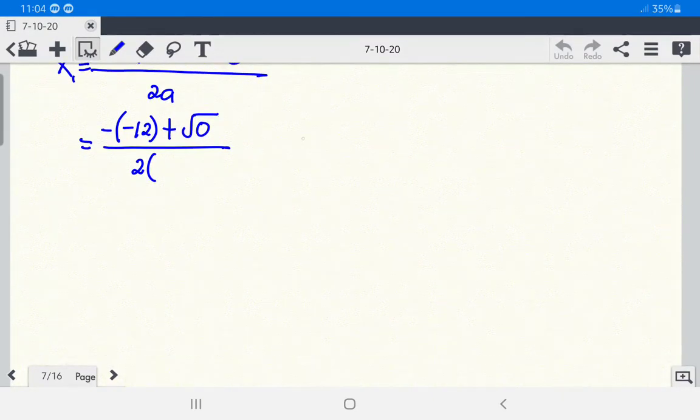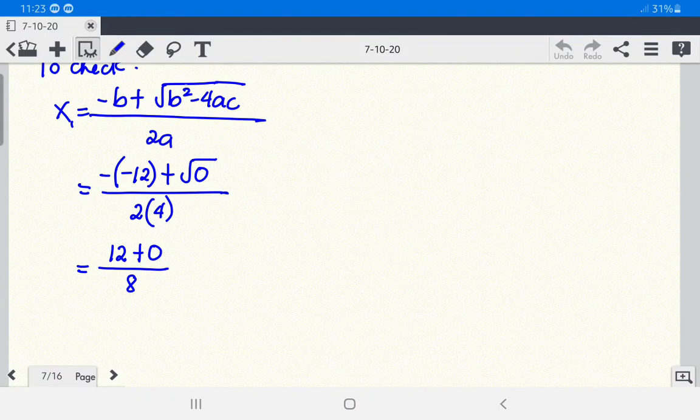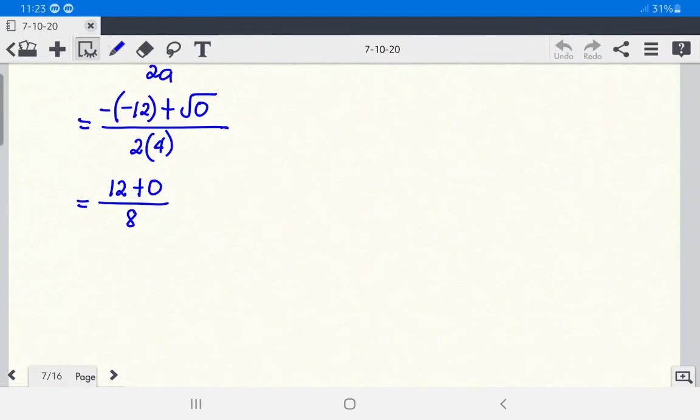Okay. Value of a is 4. So we have negative 1 times negative 12, we have positive 12 plus 0 over 2 times 4. We have 8. Next, 12 plus 0 is 12 divided by 8. Let us get the lowest term of this. We have 12 over 8. Common factor is 4. 12 divided by 4 is 3. 8 divided by 4 is 2. So this is the first root.